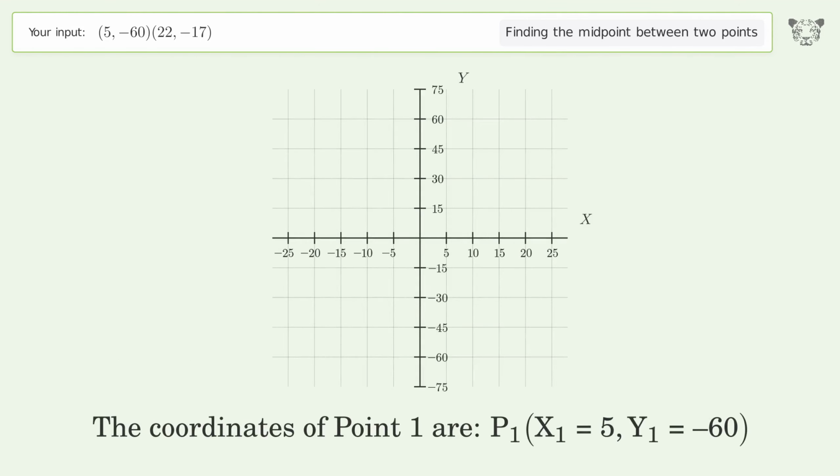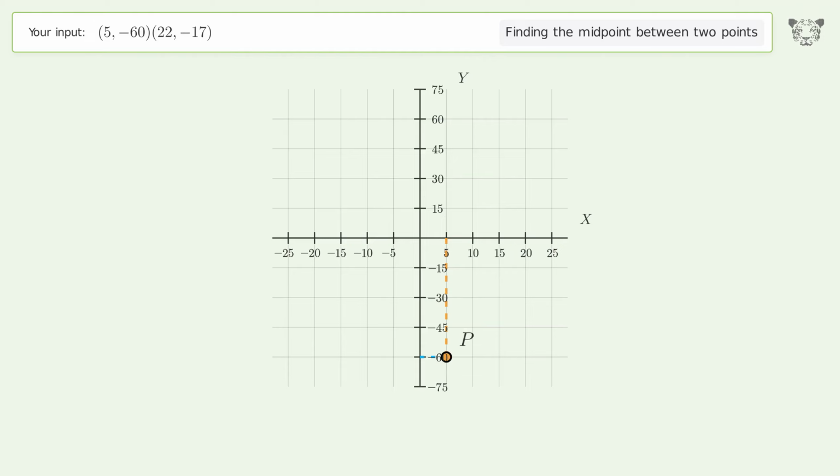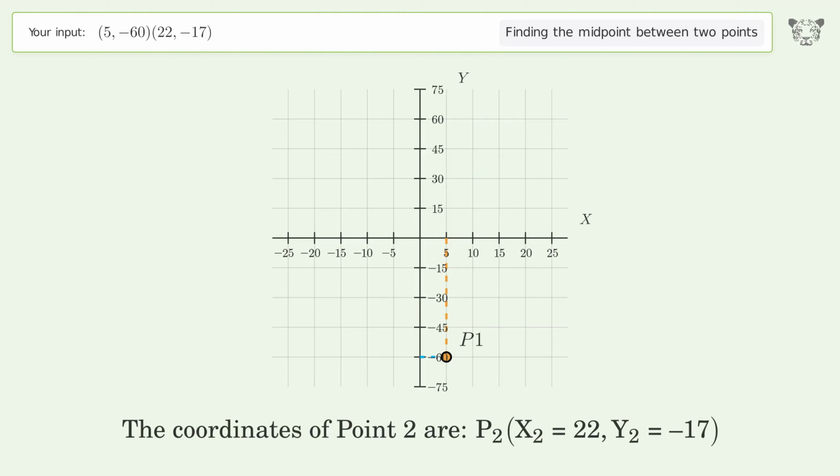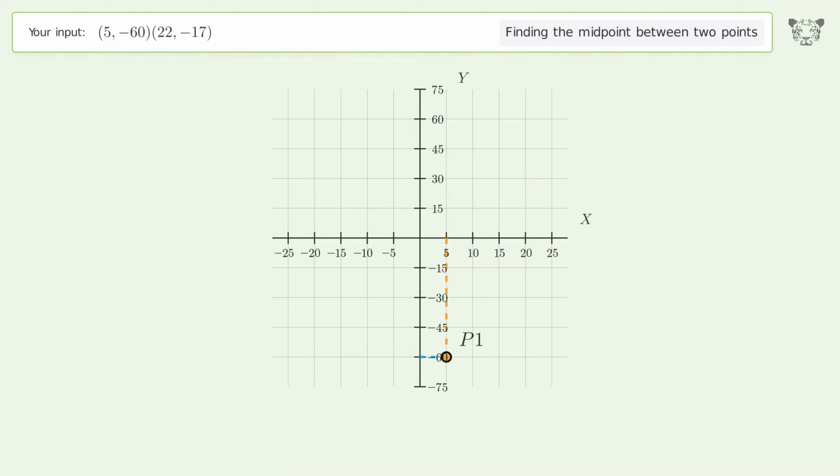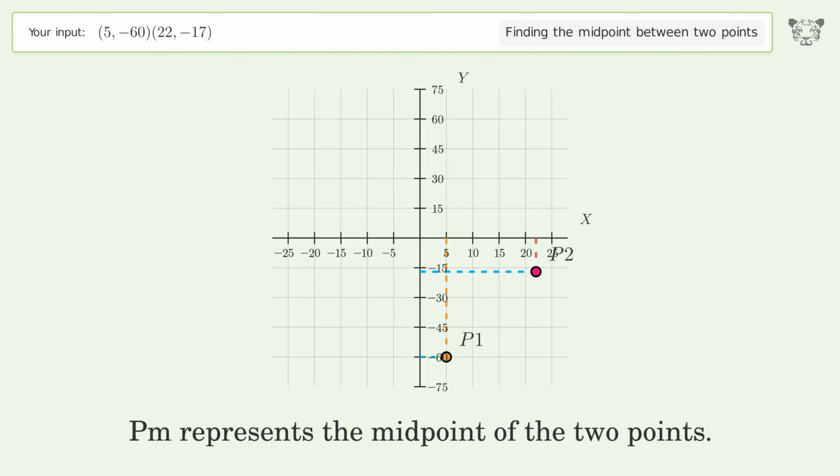The coordinates of point 1 are x1 equals 5, y1 equals negative 60. The coordinates of point 2 are x2 equals 22, y2 equals negative 17. PM represents the midpoint of the 2 points.